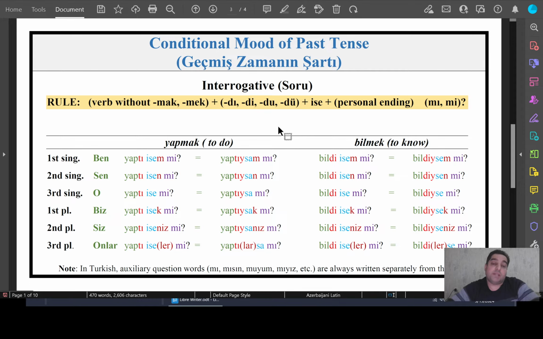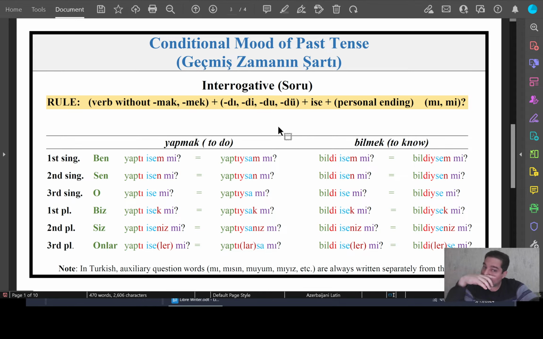Sen bugün sen geldiysen, if you have come today, right? Bugün sen geldiysen, o gelmesin. Then let him not come. So, and then you want to clarify. Ben geldiysem mi? Right? Geldiysem mi? Do you mean if I have come?